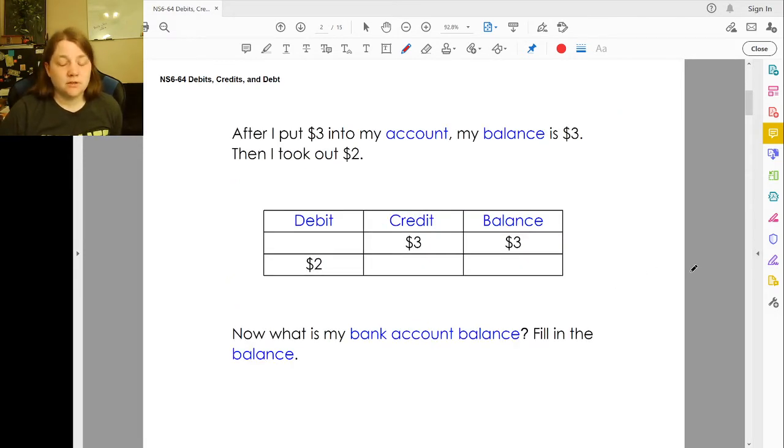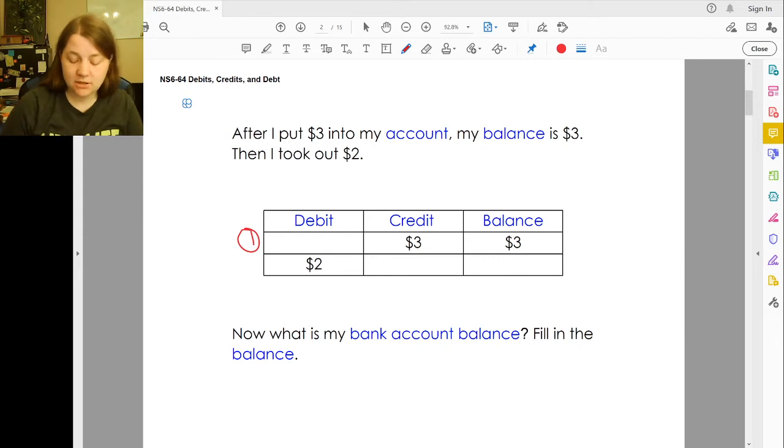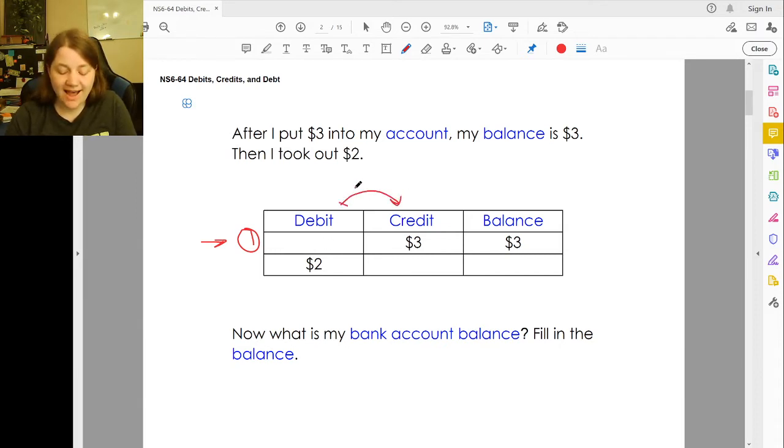So we have here debits, credits, and balance. Our first entry in this bank account was a credit. We put $3 into our bank account. So we're going to look at this first row. It wasn't a debit, so we don't put anything there. You always put something either into debit or credit on each line. So we put in $3, which means now our bank account has $3 in it.